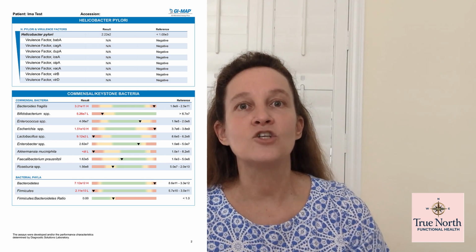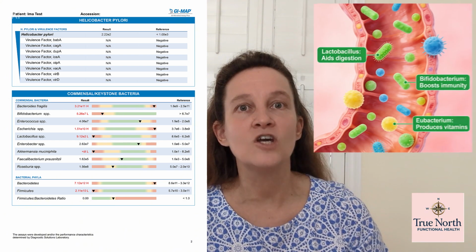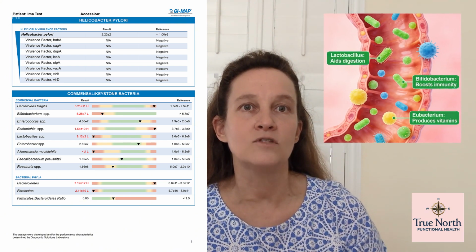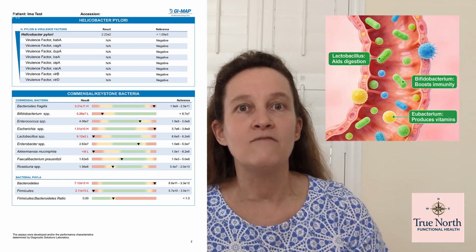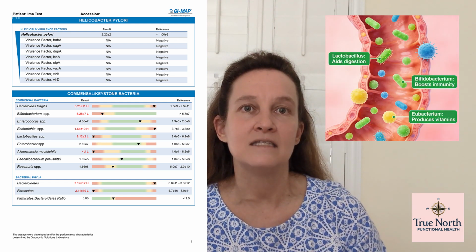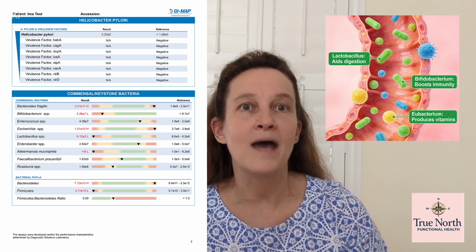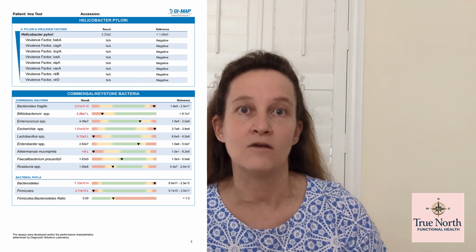Next, this test measures commensal bacteria, and these are the good guys, your beneficial organisms that help regulate your immune tolerance. And if you have low diversity or bacteria imbalance here, it can reduce your immune resilience. We need the good bacteria to crowd out the bad bacteria.